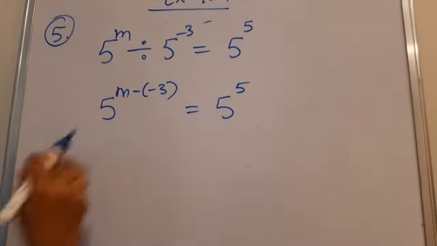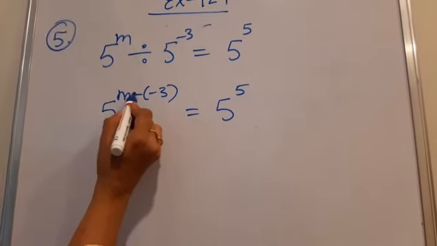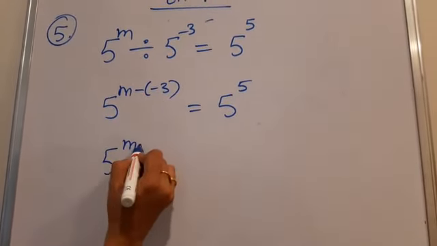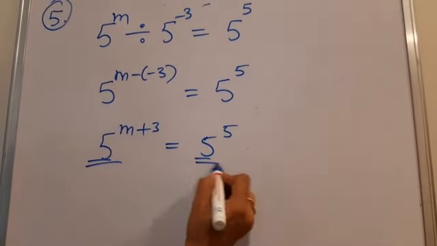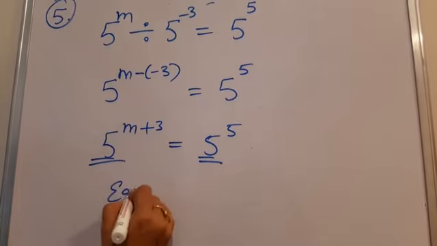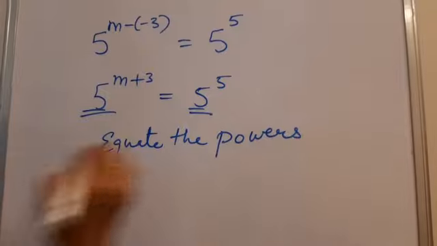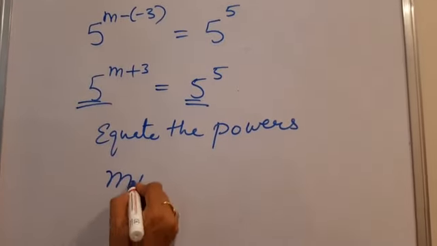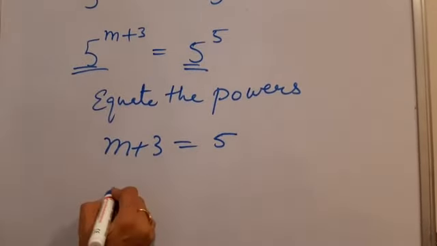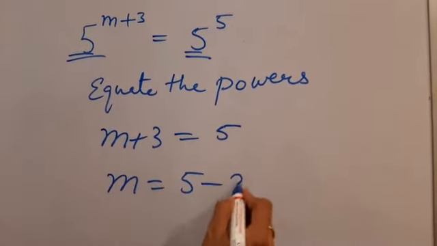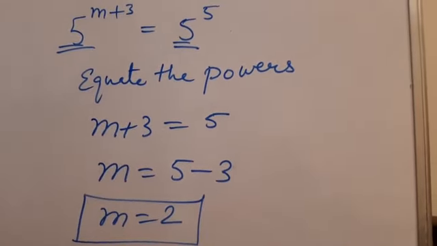It will become this. Now before the bracket the sign is minus, so minus and minus will become plus. It will become m plus 3. Now again the bases are the same, so we can equate the powers, because the bases are the same. M plus 3 is equal to 5, we can write. So m is equal to 5 minus 3, and m is equal to 2. This is the result of this question.